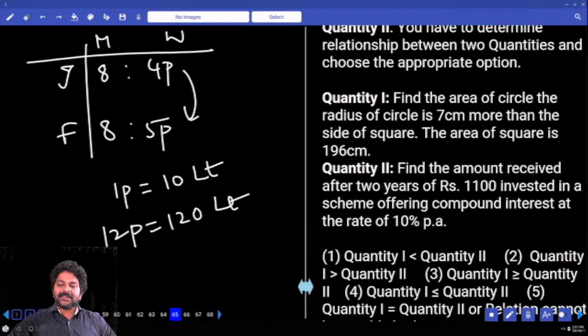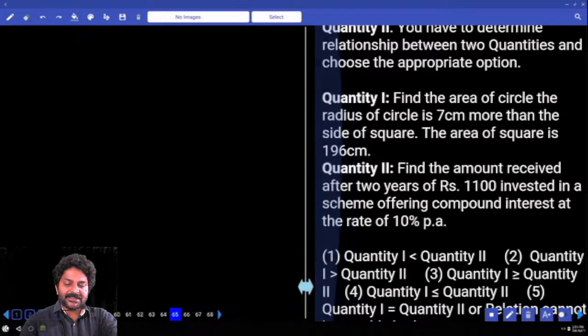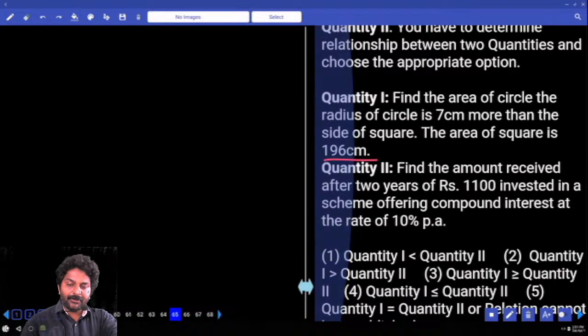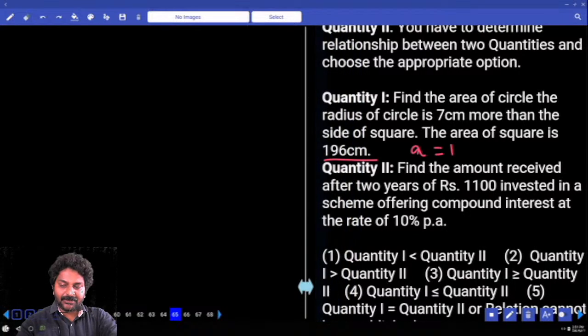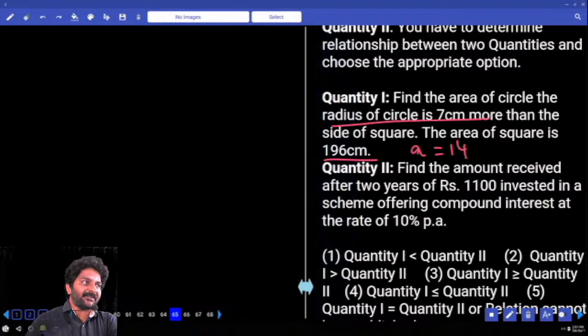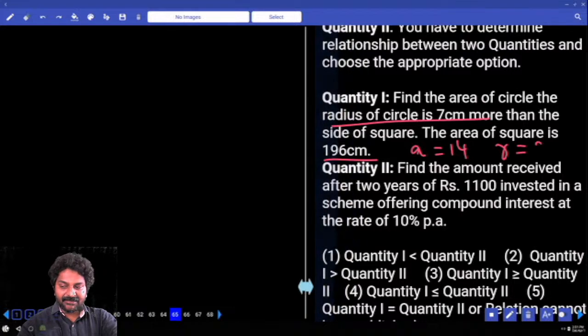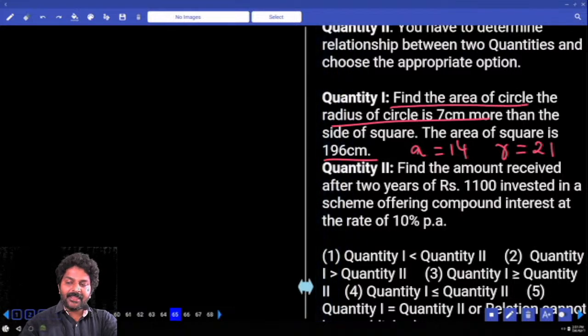Find the area of the circle. The radius of the circle is 7 centimeters more than the side of the square. The area of the square is 196. Which square is 196? 14 square. That means the side of the square is equal to 14 only. Now, the radius of the circle is 7 centimeters more than the side of the square. That means radius is equal to? Find the area of the circle.